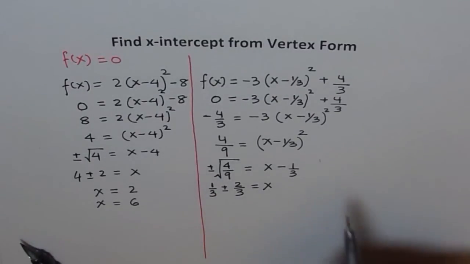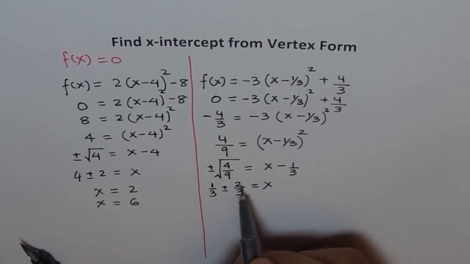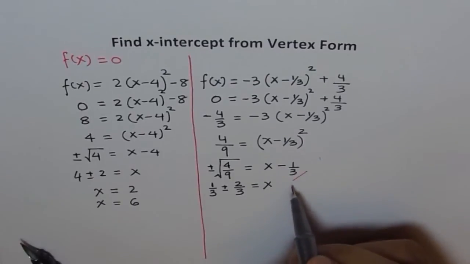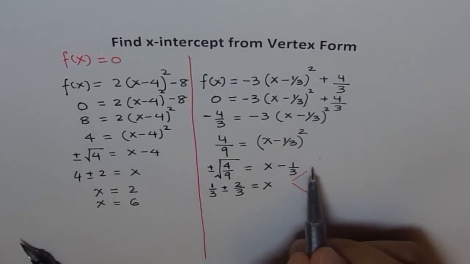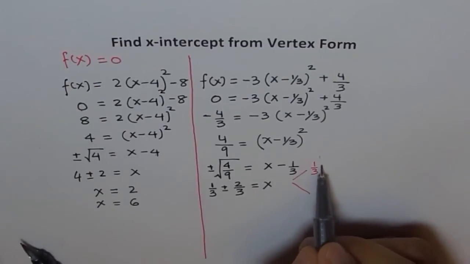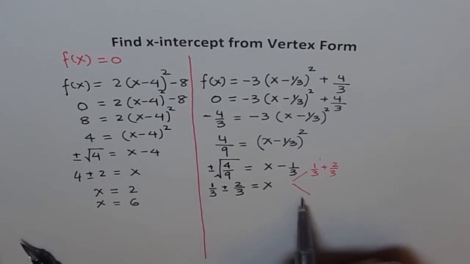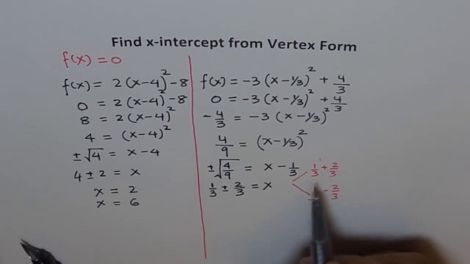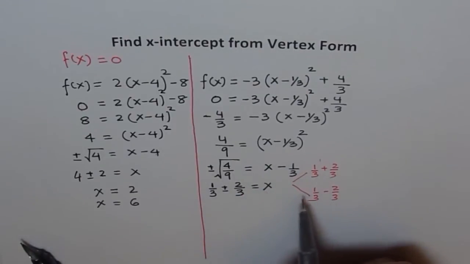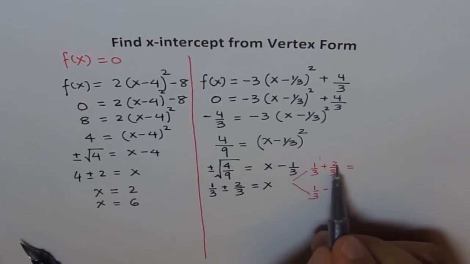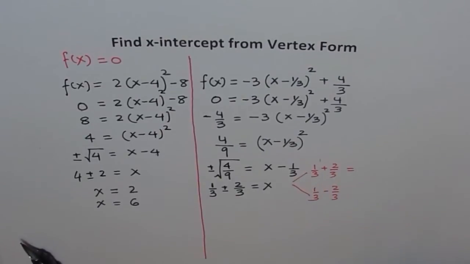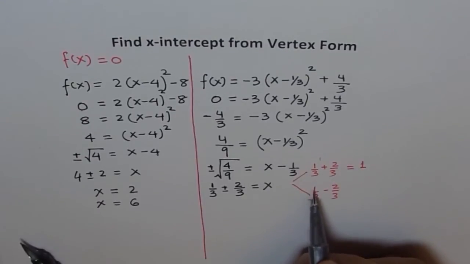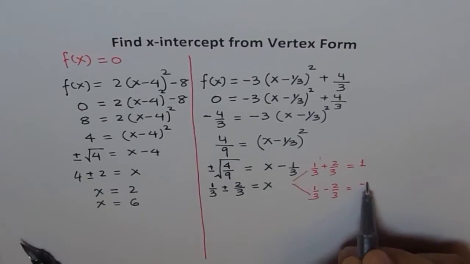So one answer is x equals 1 over 3 plus 2 over 3. Let me write both the answers here for you. So x is equal to 1 over 3 plus 2 over 3, and the second answer is 1 over 3 minus 2 over 3, correct? I'm doing it step by step so that you can see, because I don't want to mess it up. So 1 plus 2 is 3, so 3 over 3, which is 1, right? And if I do 1 minus 2, I get minus 1, so it's minus 1 over 3.